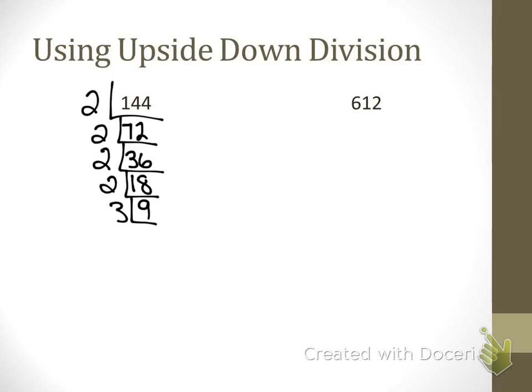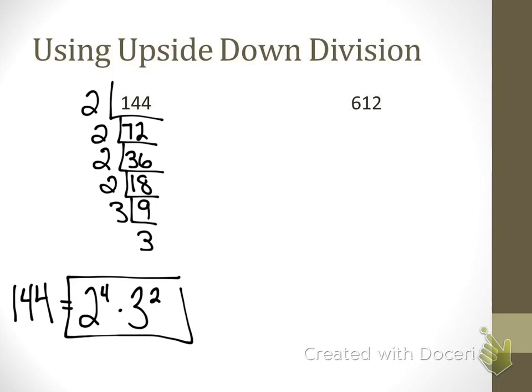3. And now once I end up with a prime number at the very bottom, I know that I have completed my upside down division. Now I need to go back and check, are all of the numbers on the outside prime numbers? Are they all prime? Yes, they are. So I'm ready to list my prime factorization of 144. It is 2 to the what? 2 to the 4th power times 3 to the 2nd power. Final answer. All right, I want you to use upside down division to do the prime factorization for 612.